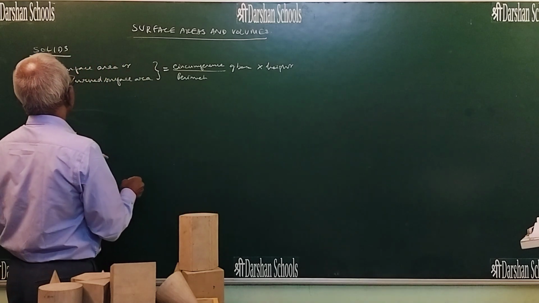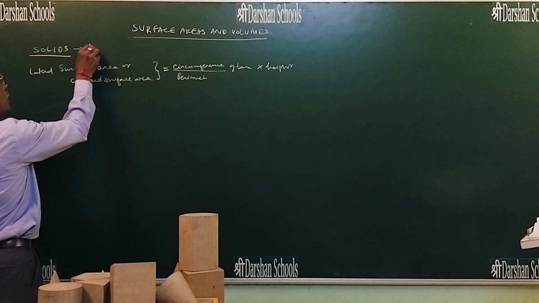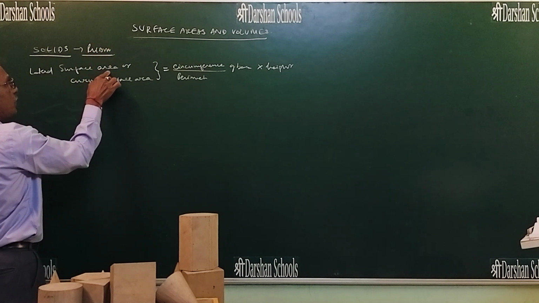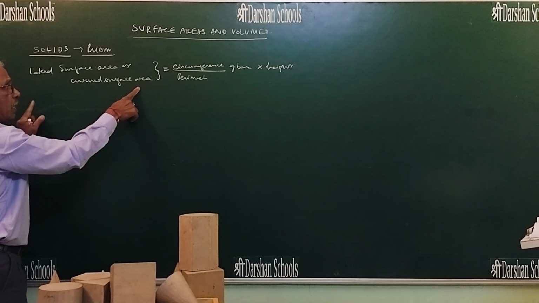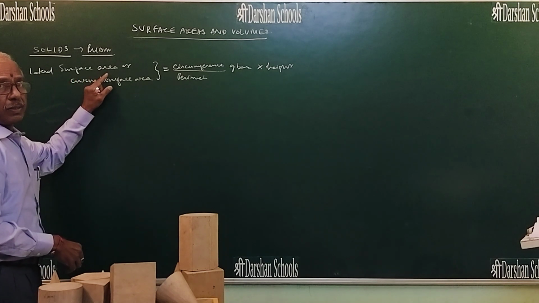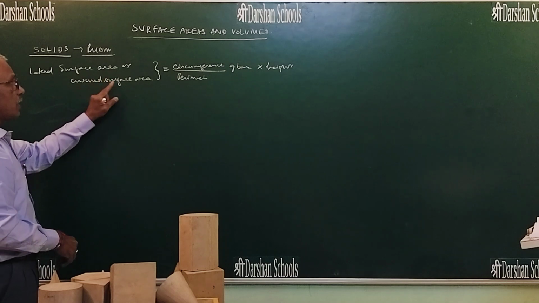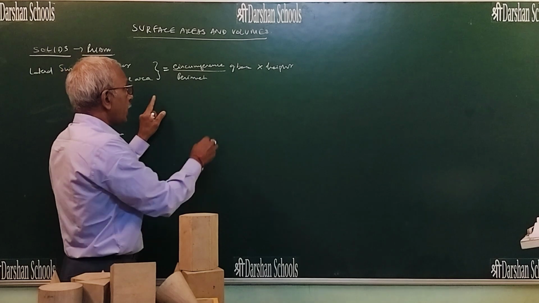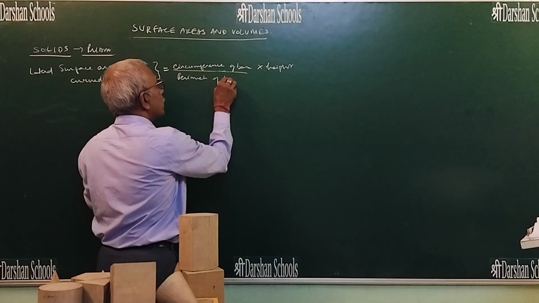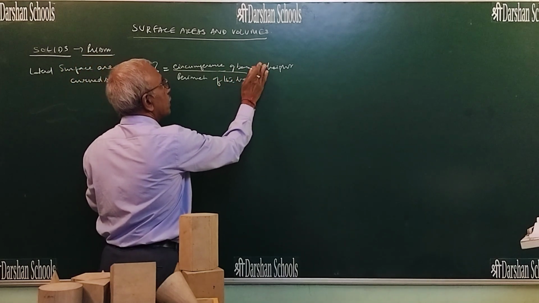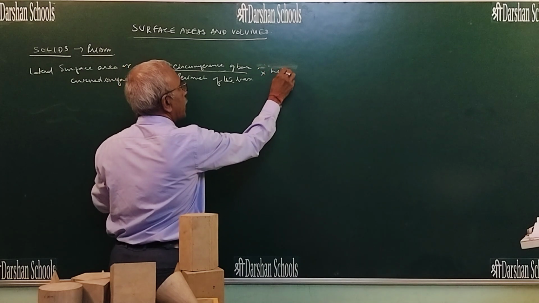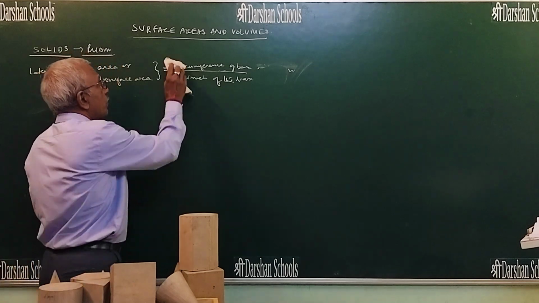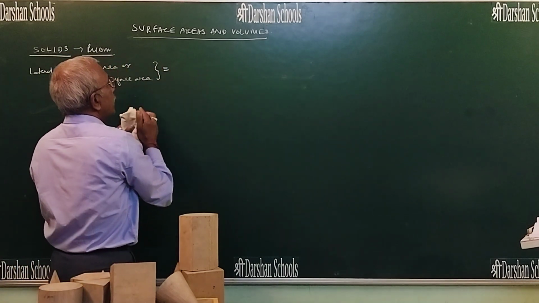For any prism, the lateral surface area or curved surface area is as follows. Lateral surface area means non-curved, it is plane, and curved surface area in the case of a cylinder is given by the circumference of the base, otherwise the perimeter of the base, multiplied by height. This height, I should not write like a fraction because it may be confused. Let me write it differently.